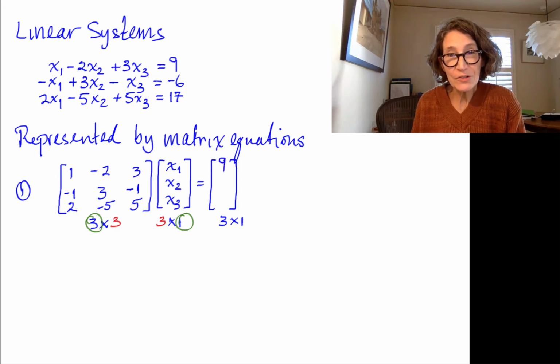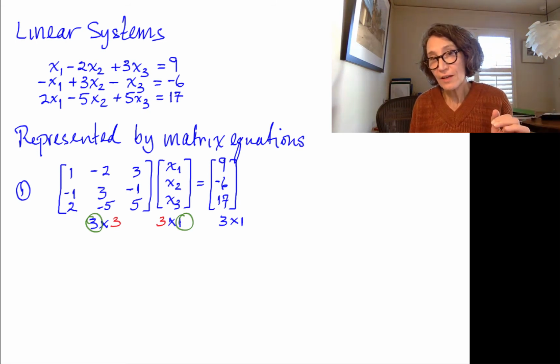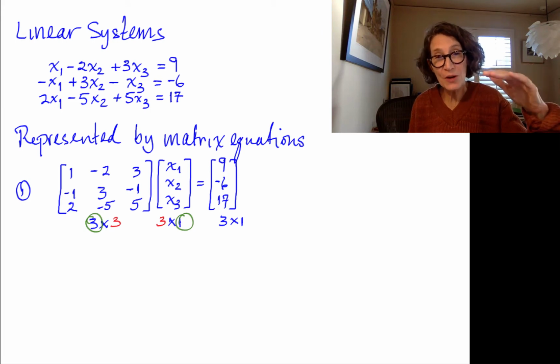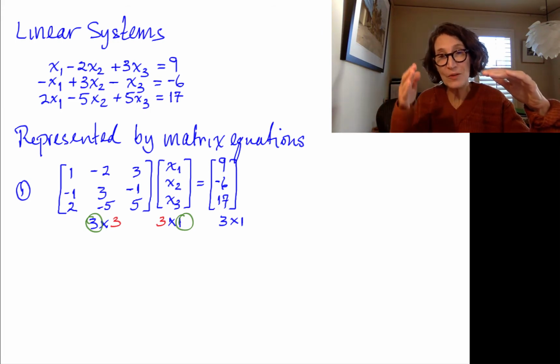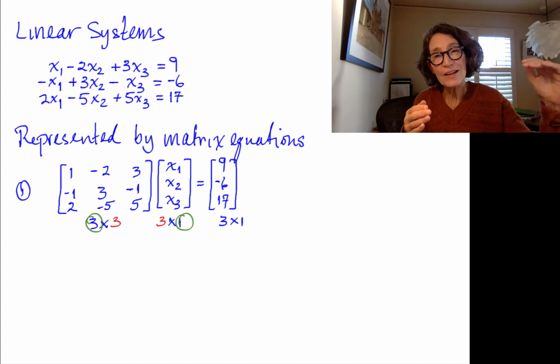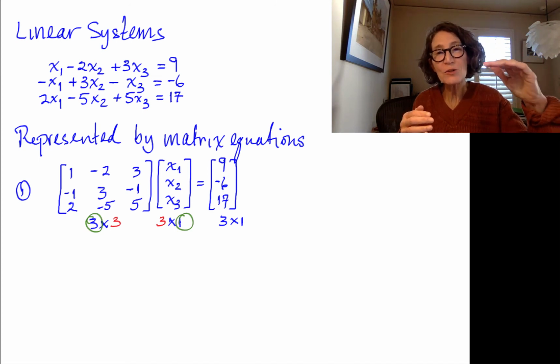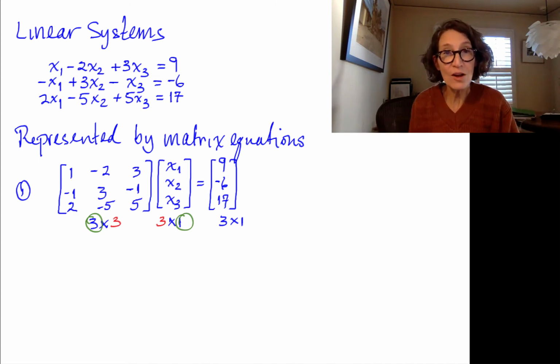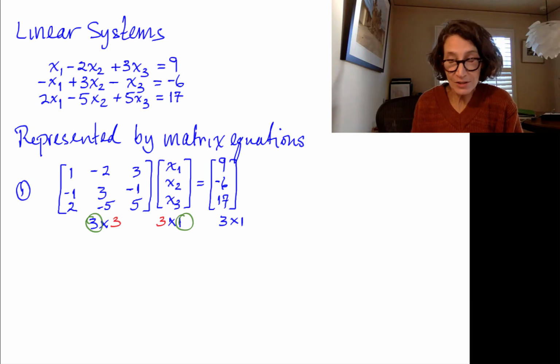And it turns out that the components are 9, negative 6, 17, the numbers on the right side of the system. And you can check that by doing the multiplication on the left side of this equation. If you go across the first row of the coefficient matrix and down the column vector, you get x1 minus 2x2 plus 3x3 equals 9. You get the first equation in the linear system. So this matrix equation represents that system.